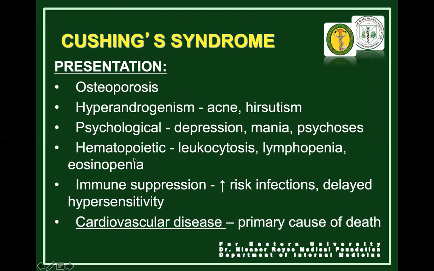It has hematopoietic effects like leukocytosis, lymphopenia, and eosinopenia. Immune suppression, so you have more infections, you can have delayed hypersensitivity, and cardiovascular disease is the main cause of death in Cushing syndrome.